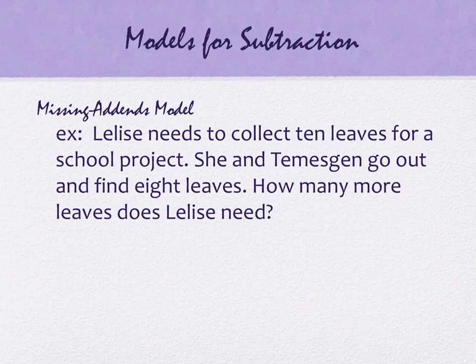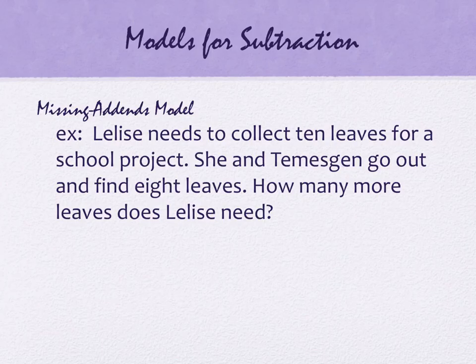There is more than one way to think about subtraction, though, and more than one type of word problem. Missing addends is the second one. Lalisa needs to collect 10 leaves for a school project. She and Temeskin go out and find 8 leaves. How many more leaves does Lalisa need? Here, Lalisa doesn't have 10 leaves. She needs 10 leaves, right? What she has is 8. Yep, she went and found 8.